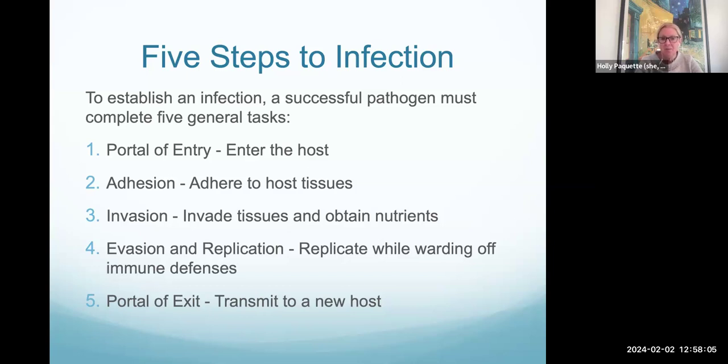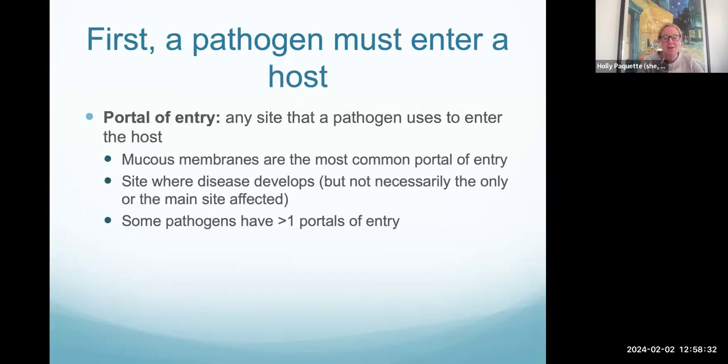In the evasion and replication, I look to make sure that the immune defenses of that host don't kill me off or destroy me. If I can do that, it gives me the opportunity to start to replicate and make more virus particles. Lastly, when I've replicated and made many, many virions, I look for a portal of exit in order to be transmitted to a new host. So I'm going to walk through each of these and talk about them.